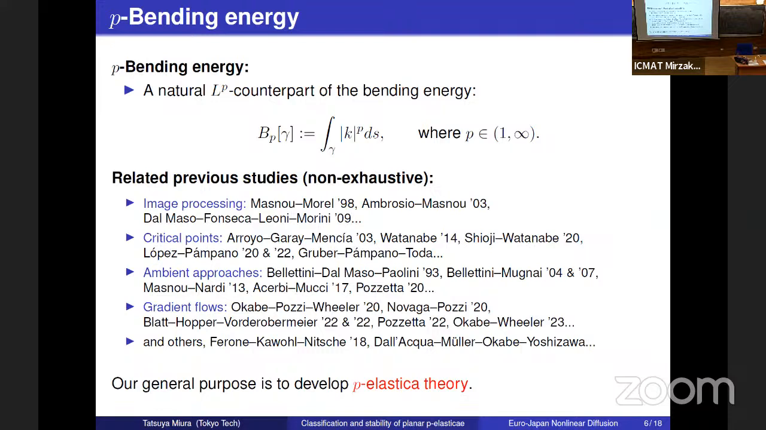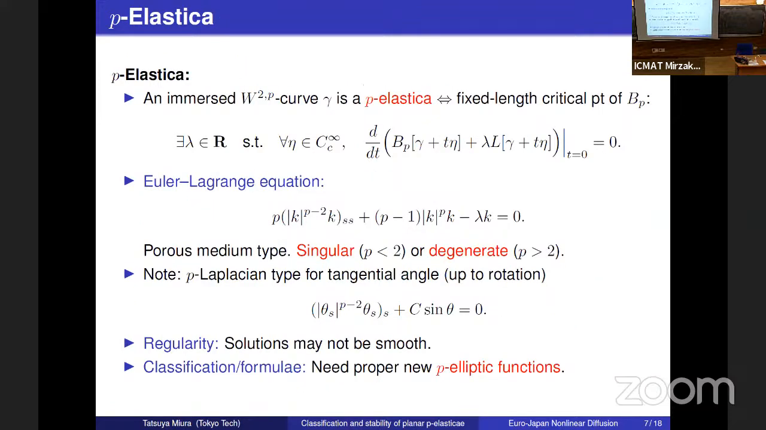For example, in terms of critical points, some ambient approaches have been developed, seeing the curve as the boundary of some given set. And also, there are some studies on gradient flows of this p-bending energy. Also, Professor Okabe here has pioneering works on these p-elastic flows. And also, there are many other studies. But in fact, there were no classification results for p-bending, p-elastica. So our first purpose was to develop p-elastica theory by establishing a classification result. And actually, this was done in a good way.